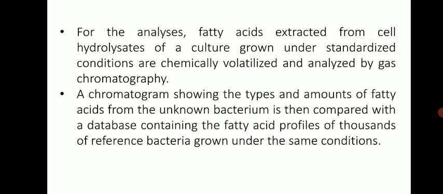So to analyze fatty acids, they are first extracted from the cell hydrolysates of cultures grown under standardized conditions, and they are chemically volatilized and analyzed by gas chromatography. So the first step in this analysis is that fatty acids are extracted from hydrolyzed cells or hydrolyzed pure cultures, and then they are volatilized, converted into methyl esters by a chemical process, and analyzed by gas chromatography.